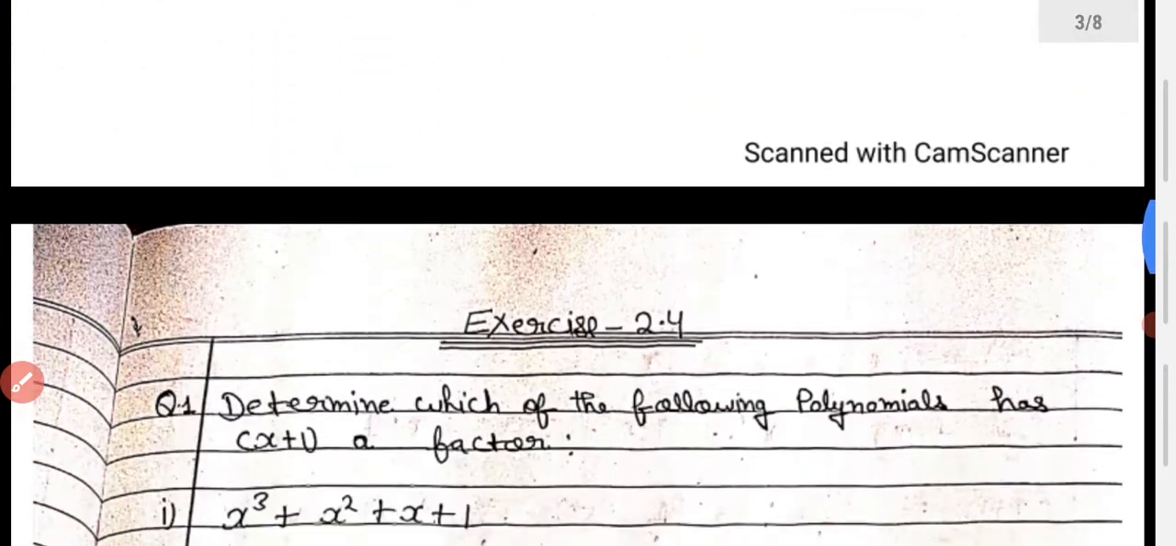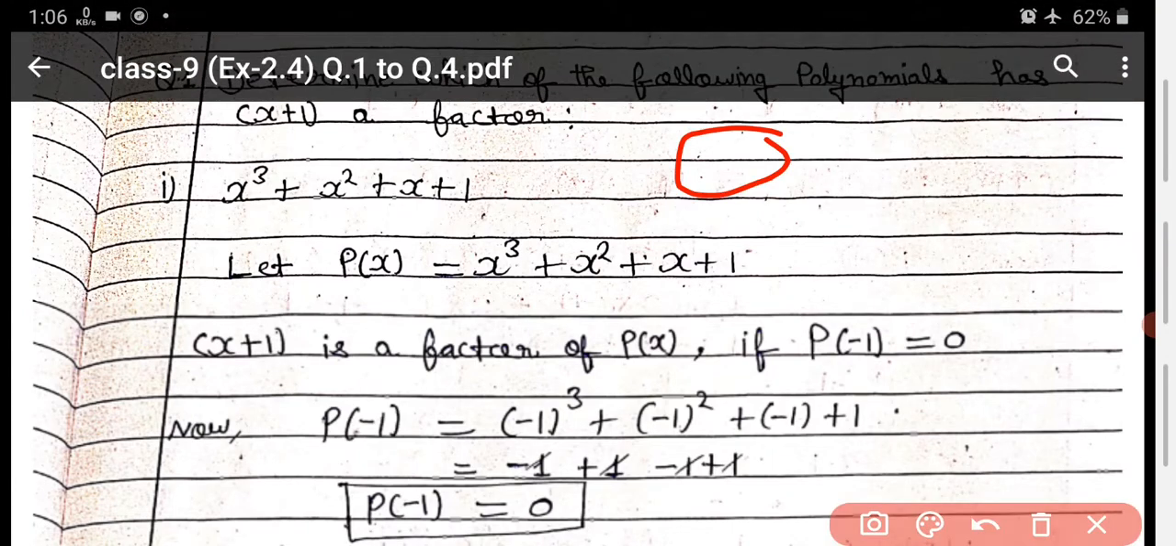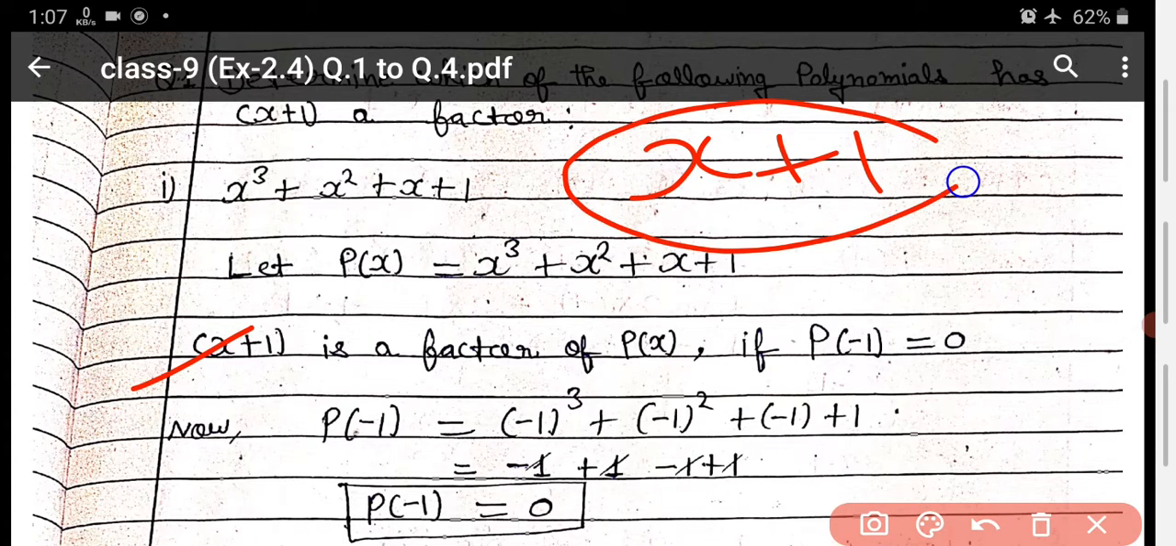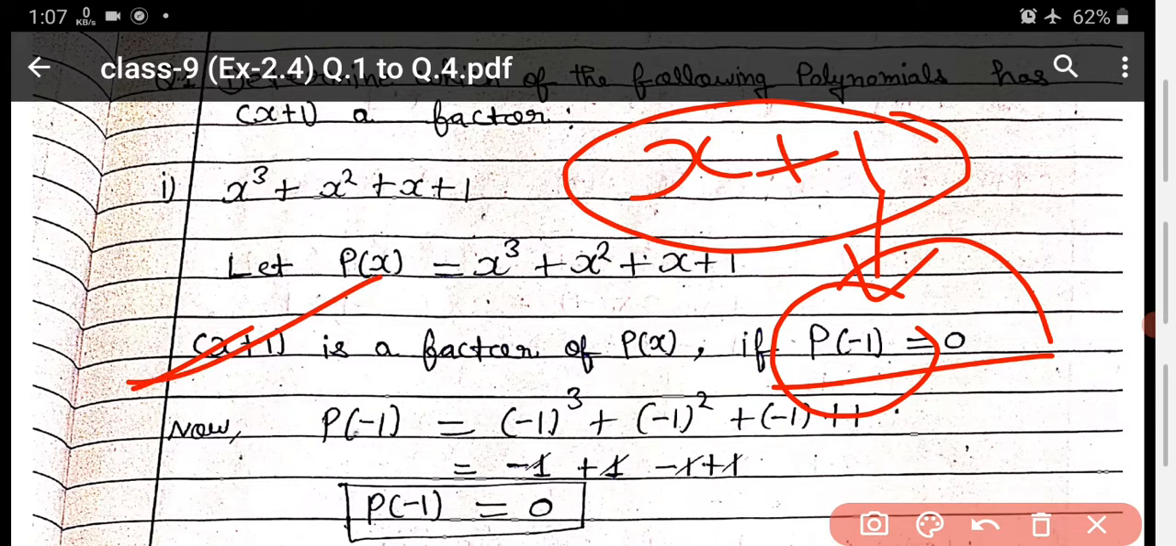I will show you here. The question is here, the polynomial is given here, so write let p(x) equal to this. You have to write that polynomial as p(x). Now x plus 1 is a factor of p(x) when the remainder is 0, and by the remainder theorem, the remainder is p of a, but we have to use the opposite sign. If the remainder is 0, then you say it is a factor of p(x).